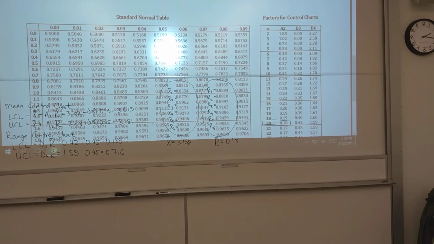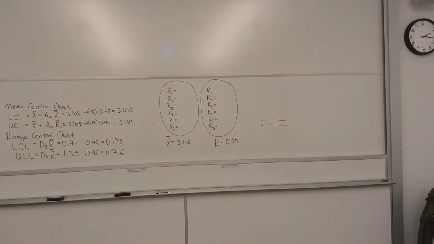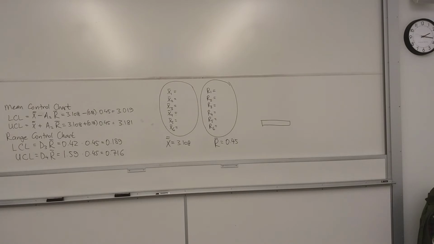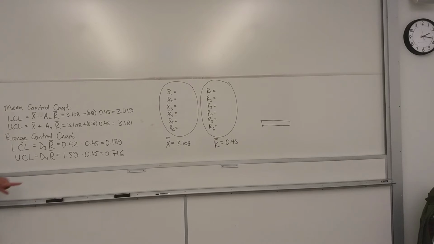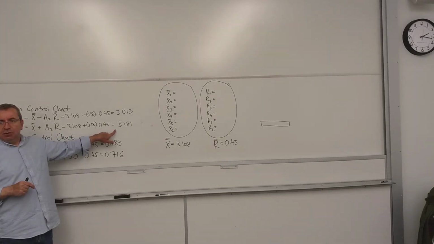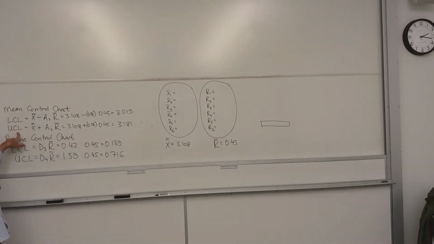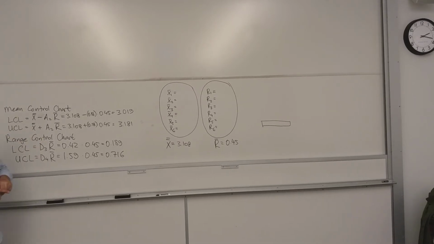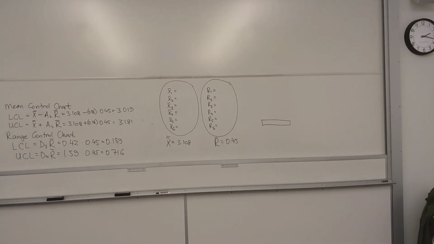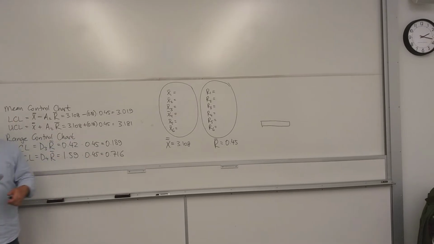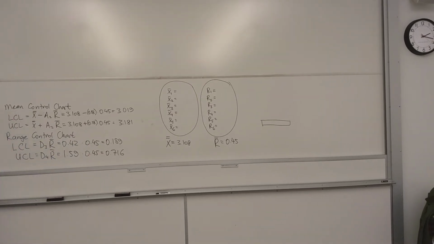Okay, so question. Yeah, for the upper control limit for the mean control chart, it should be 3.189. Oh, this is wrong? We think the answer should be 3.189 instead of 3.181. Okay, one second. Maybe it's a rounding or something. It's probably rounded. That's fine. As long as it's close, that's fine. Okay, thank you.